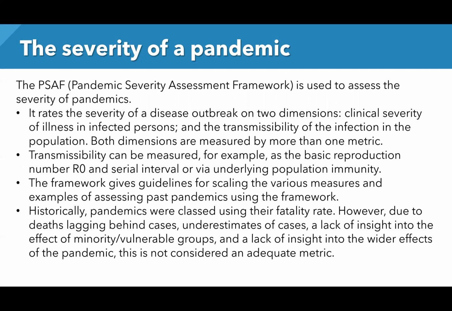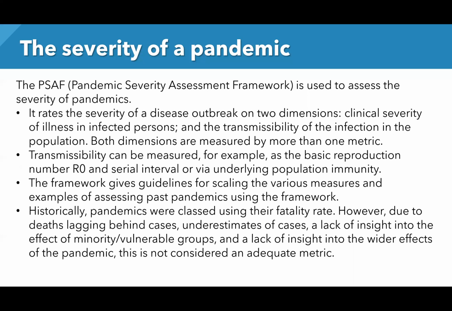Transmissibility can be measured, for example, as the basic reproduction number, R0, and you may have heard of this in the news with regard to COVID-19. Usually, if the number is between 0 and 1, then over time the rate at which the infection is growing will decrease, whereas if it is over 1, then the disease will grow at a faster rate. And also serial interval or via underlying population immunity. These are also other methods in which transmissibility can be measured.